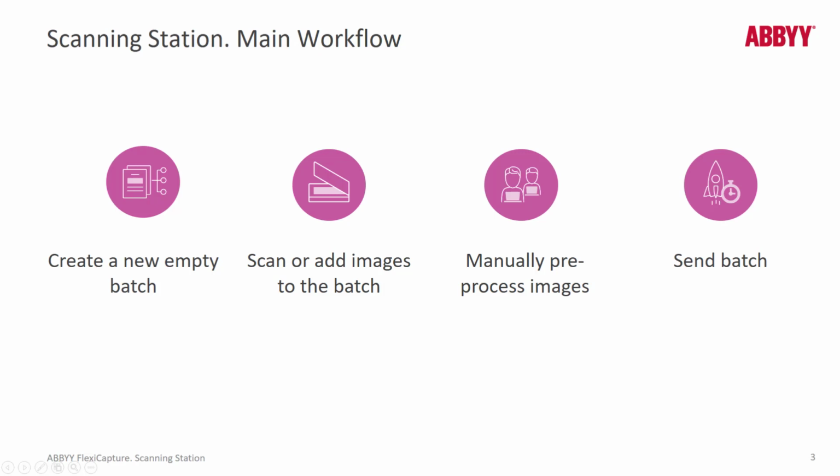There's a simple workflow in ScanStation where we first create a new empty batch. At that point, we can either scan with an attached scanner or add images to the batch manually or from a folder. Then we can pre-process those images if they need any enhancement before we send the batch to FlexiCapture usually. We can also send to a folder or an FTP site.